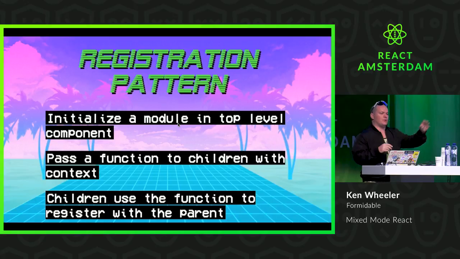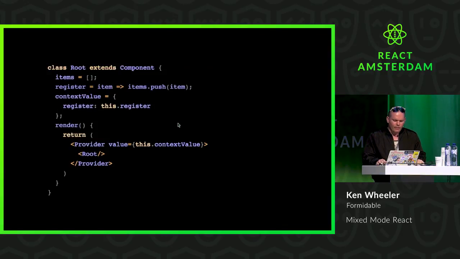So if you have a module in a top level and then you have a child 3 levels down, when that mounts, it already has a function from the parent passed by reference to it, and then it can call it, and it's like, yeah, I'm here. And then the parent can build with it knowing that it's present. So this is an example of what that actually looks like.